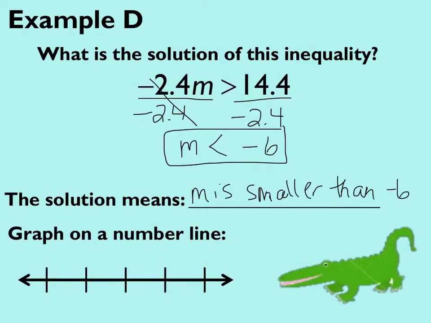On a number line, we would show this solution by putting negative 6 in the center of our number line, labeling some numbers on either side of it. We will use an open circle over the negative 6, since we don't have an equal to part of our inequality. And to show that m is less than negative 6, we draw our arrow to the left, since that's the direction where the numbers that are smaller than negative 6 go.